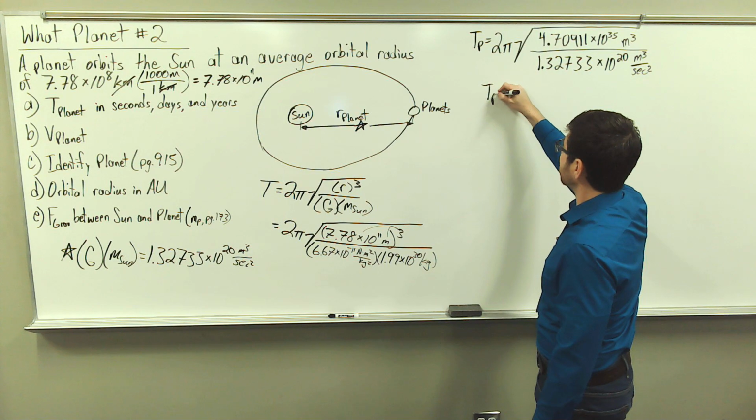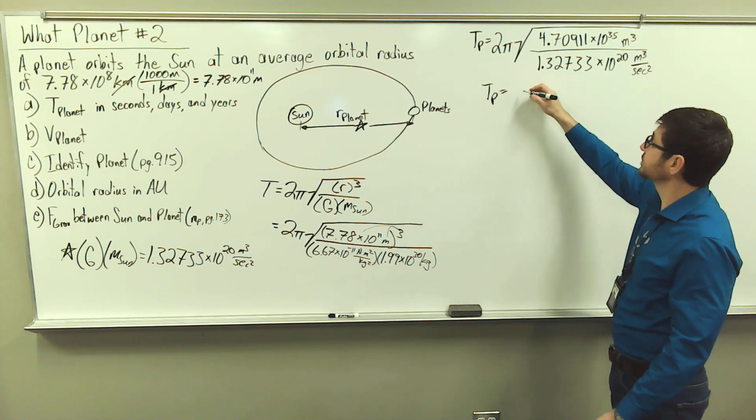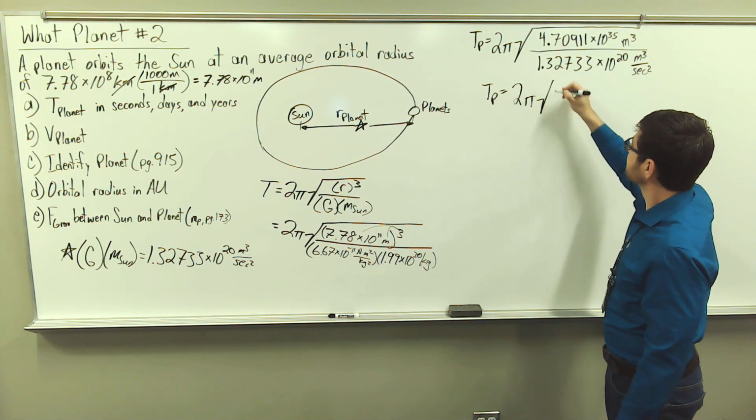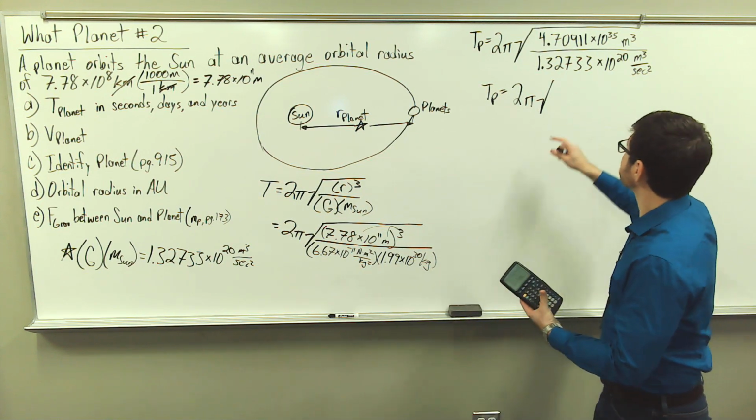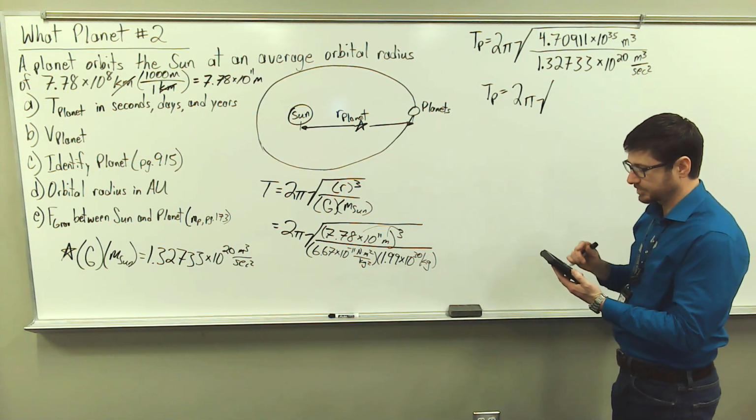Orbital time period of our unknown planet is equal to 2 pi times the square root. So we need to do the division under the radical here.